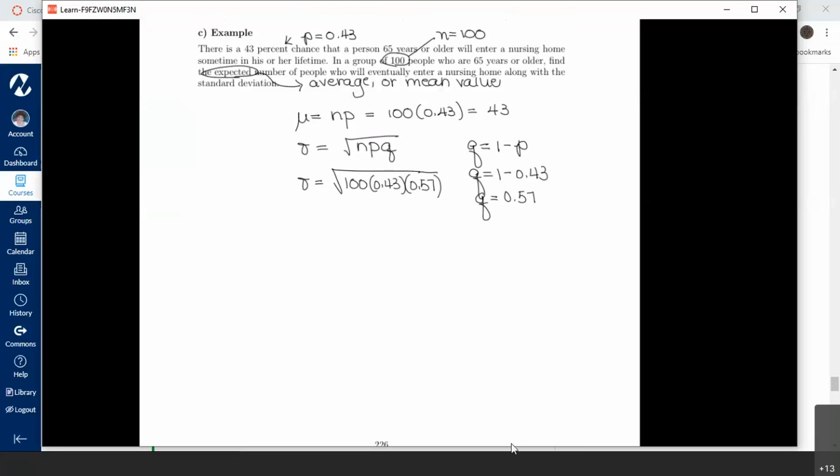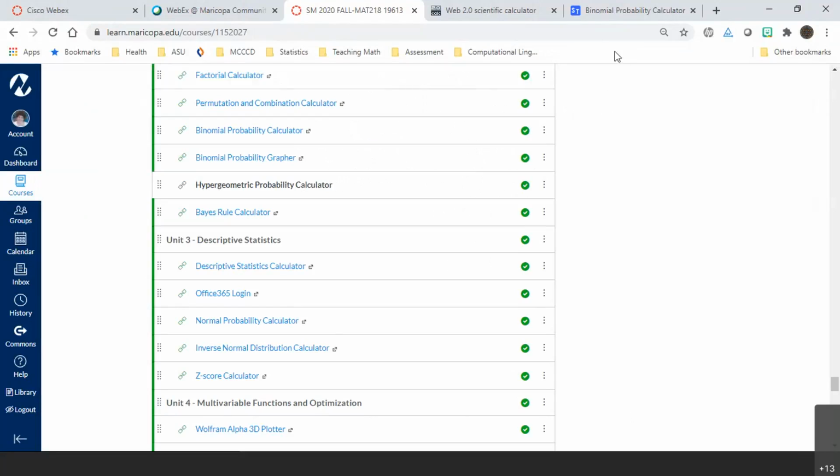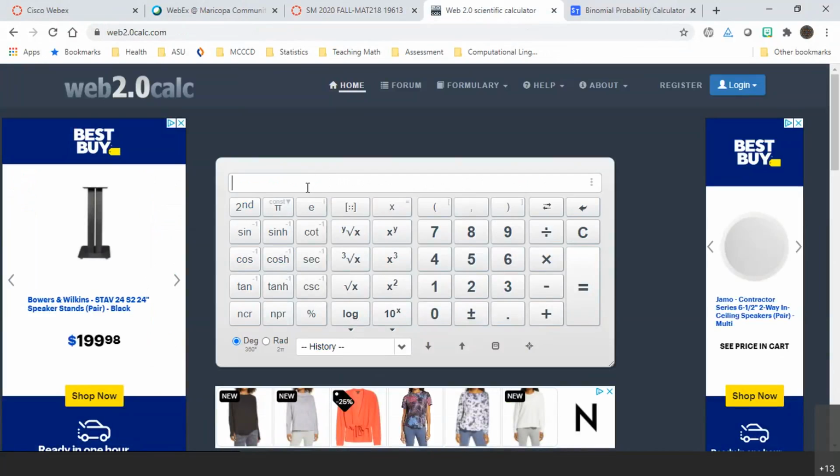Again, to do this on a calculator, just take the square root, and then put everything in here. I'm going to show it to you on my Web 2.0 calculator, again, assuming a lot of you don't have the TI. Okay, so first thing I want to do is square root, and then I want to put my values in here. So first I have my n value, then I have my p value, and then I have my q value.